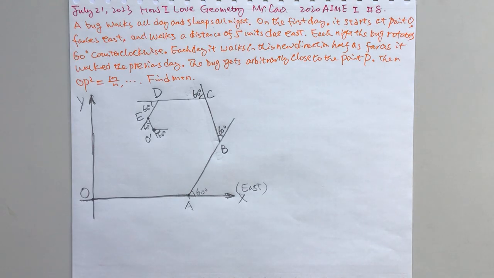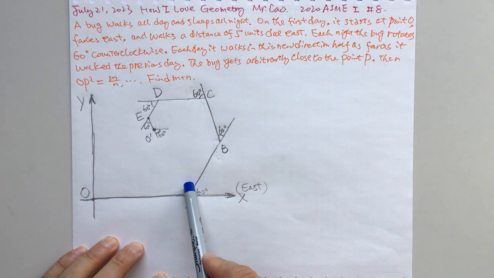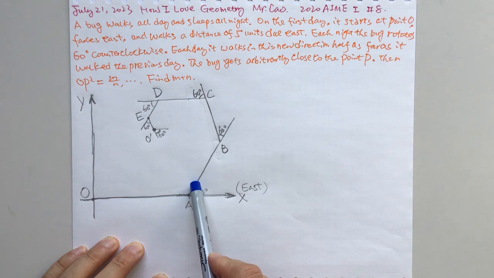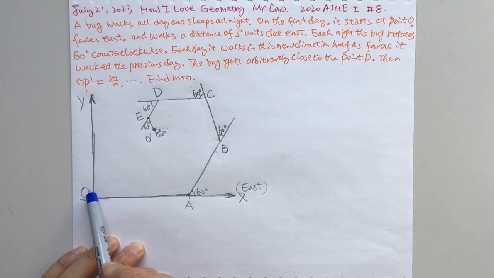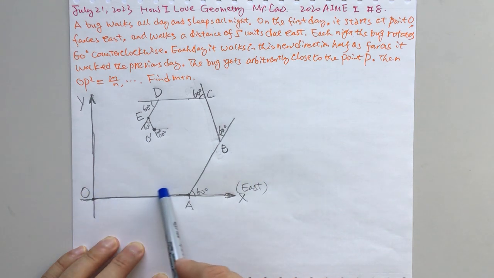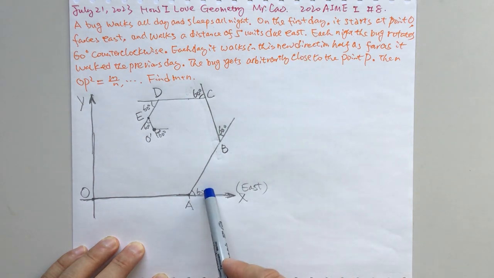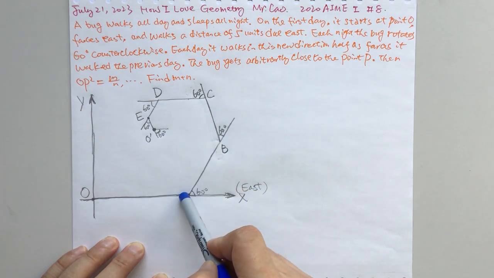I'm Mr. Chao. This problem is from 2020 AIME 1, problem number 8. The problem says a bug works all day and sleeps all night. On the first day, it starts at the point O, faces east, and walks a distance of 5 units due east. Each night, the bug rotates 60 degrees counterclockwise.